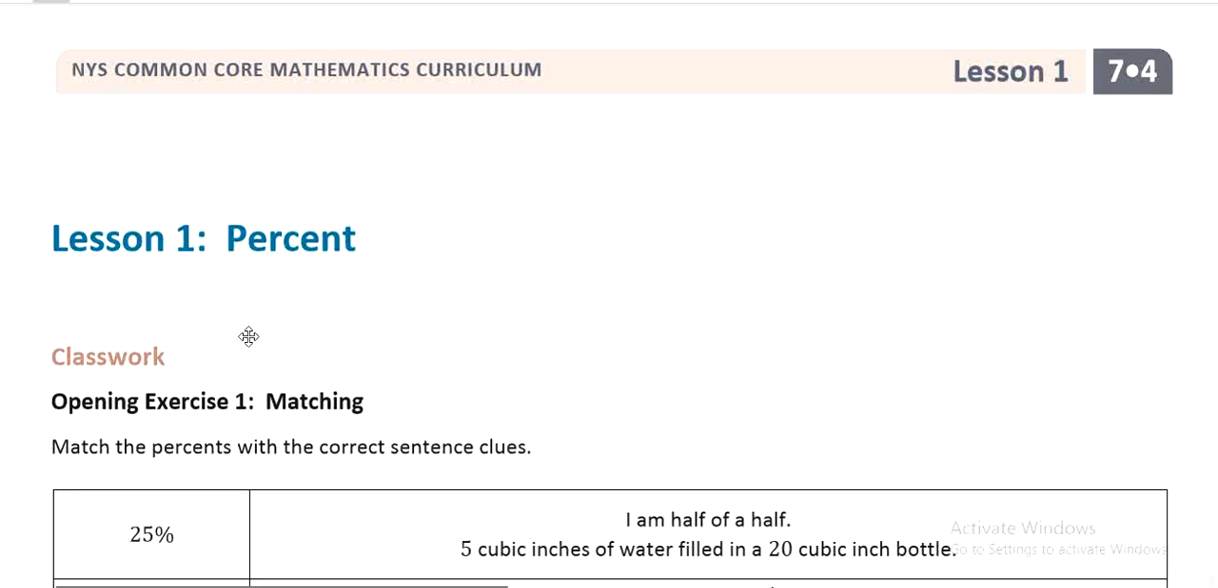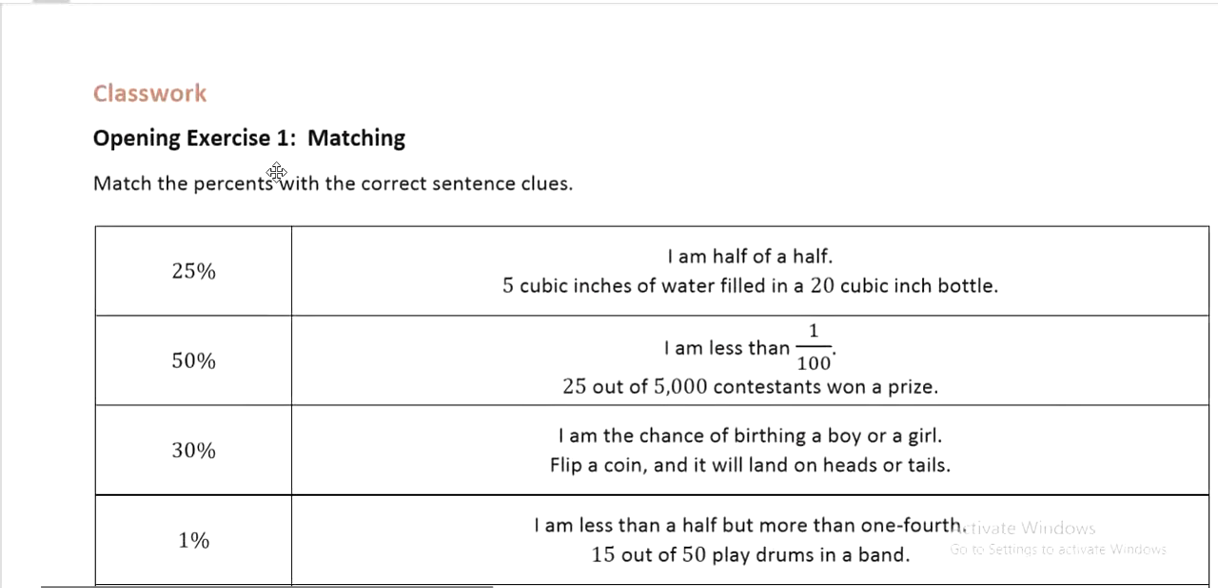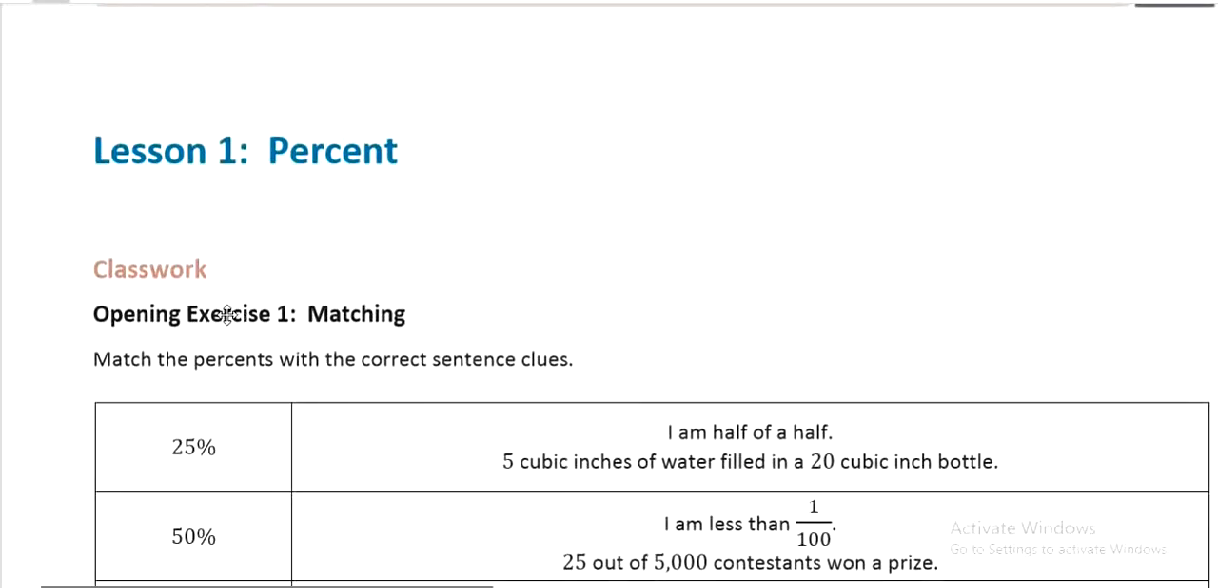This is the video for Lesson 1 from the Grade 7 Module 4 book. So this is found on page 1, but before we get into it, we're actually going to skip down to example 1, then we'll come back to this opening exercise. So we are starting a new topic. This topic is called percent.